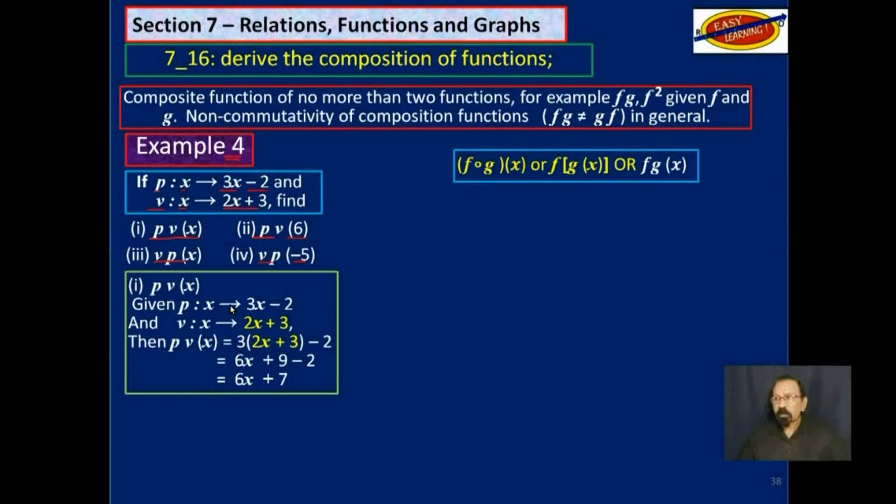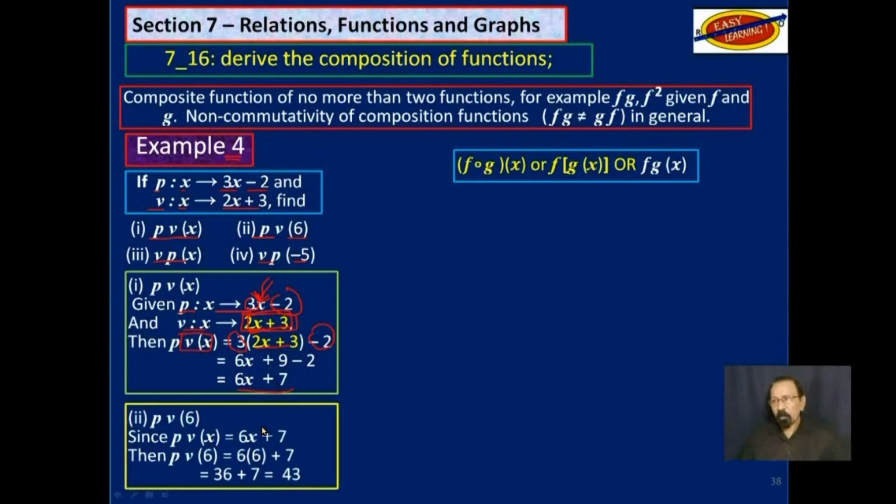So this is p of x, this is v of x. We want to find pv of x, so we are going to substitute everything here for v of x for that x there. So we get that 3 is still this 3, that negative 2 is still this negative 2, but where this x is, we will take it out and put in 2x plus 3, which is this. We can simplify that and we get 6x plus 7. That is pv of x.